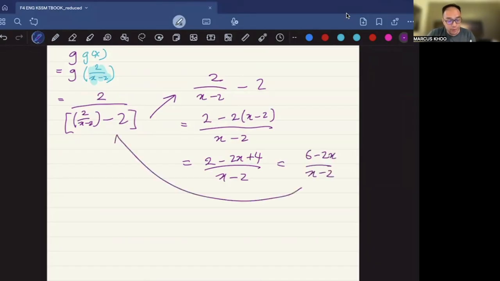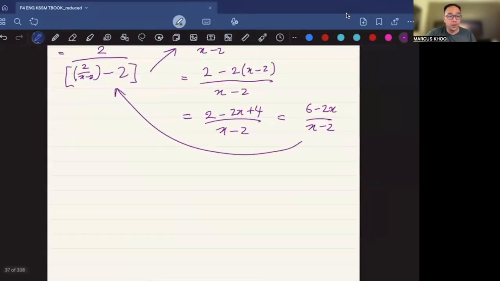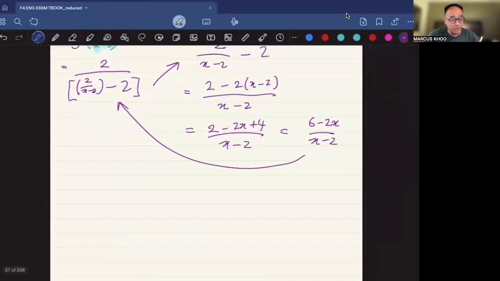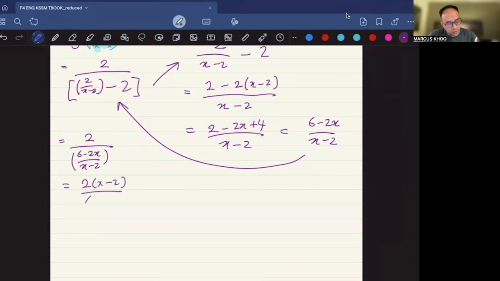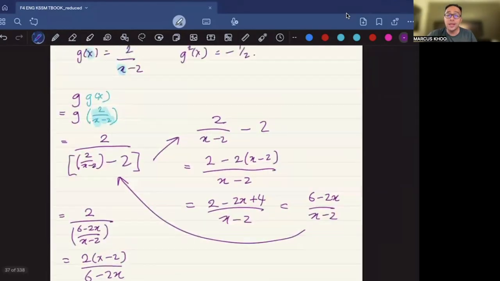Then you put this back into here. All this becomes very complicated. So 2 over 6 minus 2x over x minus 2. If you flip it around, you're going to get 2 times x minus 2 over 6 minus 2x, which will give you 2x minus 4 over 6 minus 2x. So that is the gg(x).